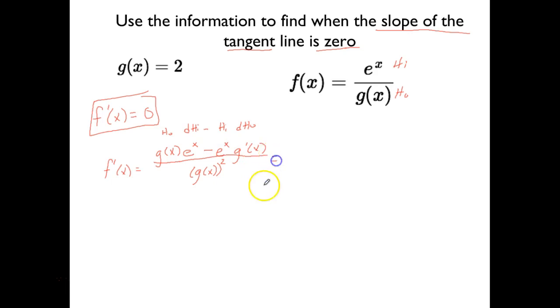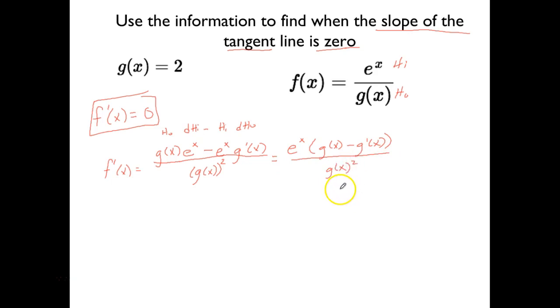Okay, if you can factor anything out of these top terms, I would. And in this case, I can. Both of the terms have an e to the x. So I'm just going to factor out an e to the x. And what I'd be left with in this first term is g of x minus what I'd be left with in this term is g prime of x all over g of x squared.